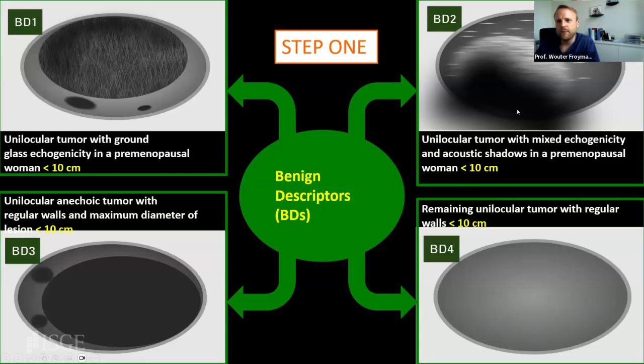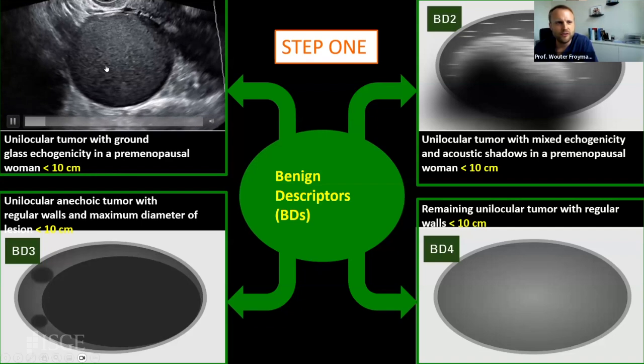So what are these two steps? The first step is the application of the benign descriptors. These are unilocular cysts that are easy to be recognized and that are very suggestive for the presence of a benign entity, like here on the left, a unilocular tumor with a ground glass content. If it's less than 10 centimeters, it's very suggestive for the presence of an endometrioma. Most of you know that.